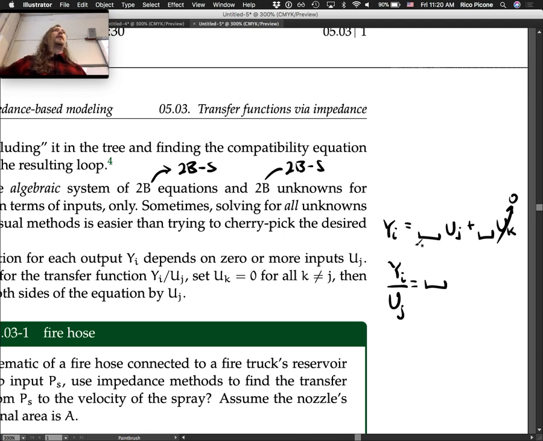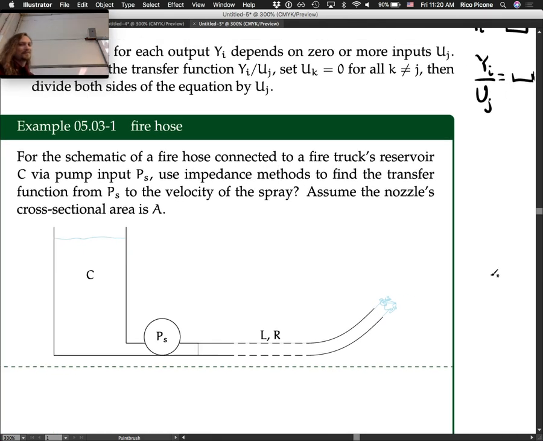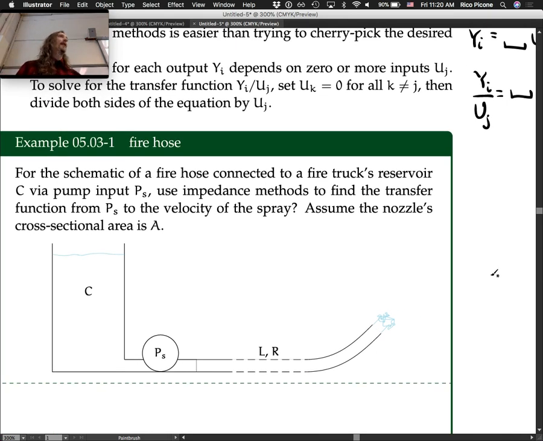So that's like the general method, okay? And let's apply it. First, any questions on the algorithm? Okay, so now is the part of the show where I do an example in front of you guys live. This is gonna be fun. So, a fire hose. Sometimes in this class it feels like, no, that's too easy. We're gonna skip that. So for the schematic of a fire hose connected to a fire truck reservoir, C.